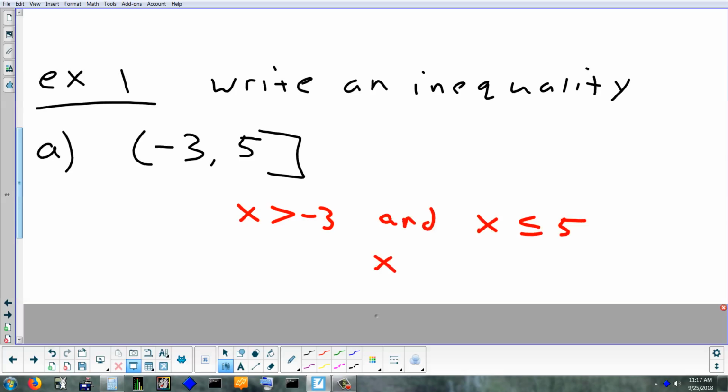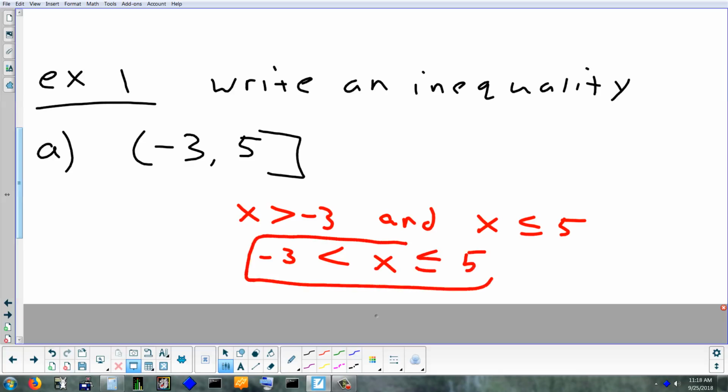Can anybody combine that into a single inequality for me, where the word and is like invisible? Yep, -3 is less than x. And what symbol do you want here? X less than or equal to 5. Yep. So we've got to make sure those inequalities point the same way. Okay, so there's an inequality that represents that interval.